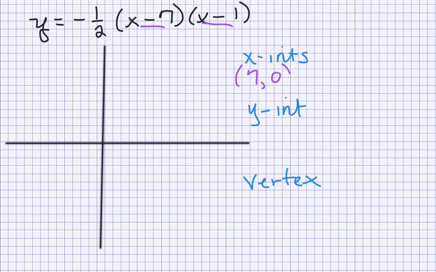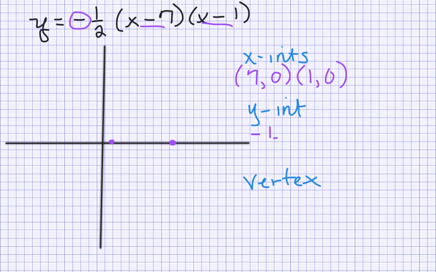So 7, 0, and 1, 0 are my x-intercepts, and I'll put those on the graph. There's 1, 0, 2, 3, 4, 5, 6, 7. This one, because of the negative, is going to open down. And now I'm going to find my y-intercept. And again, I do that by letting x be 0.